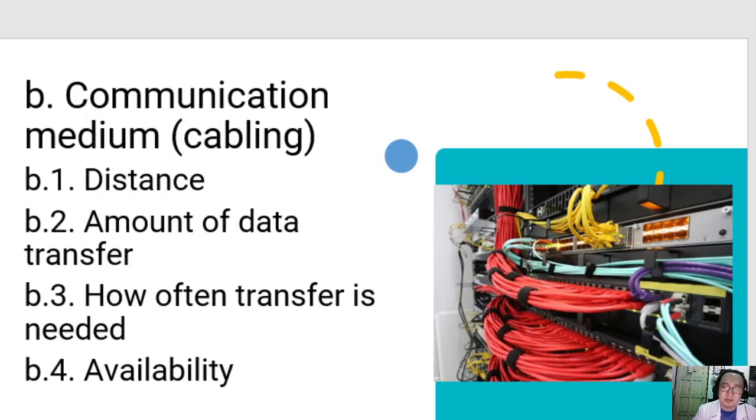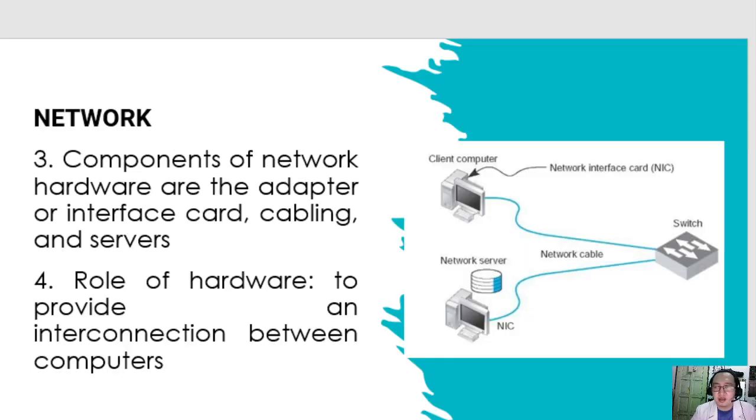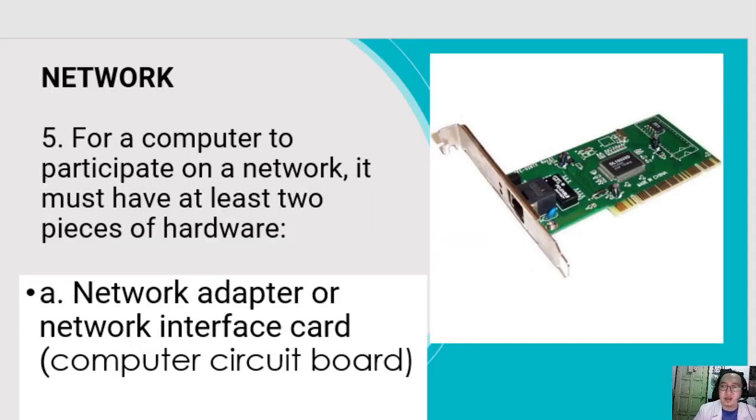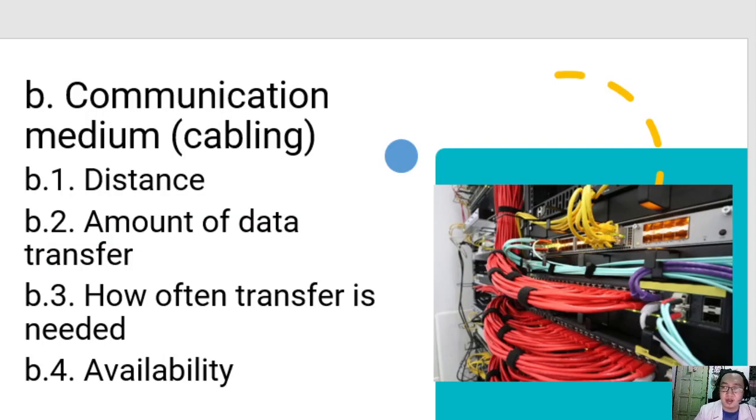Then the second one is your communication medium or your cabling. This is the second of the important pieces of network hardware. Again, the first one is the circuit board, and the other one is the cabling, or the cables. And when we talk about cable, of course, we have different factors to consider: for example, the distance of the cable, the amount of data to transfer from one computer to another or within the network, how often transfer is needed, and the availability of these cables.